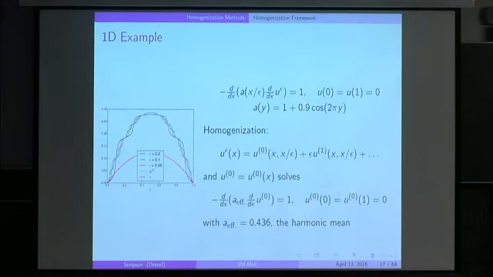And I've computed a variety of solutions. So we'll do the multiple scale expansion. The leading order piece will turn out to be independent of the fast scale, and it will solve this constant coefficient problem. So for this value of a of y, the effective value is about 0.436. And that's the harmonic mean of a. So it's 1 over the integral of 1 over a.